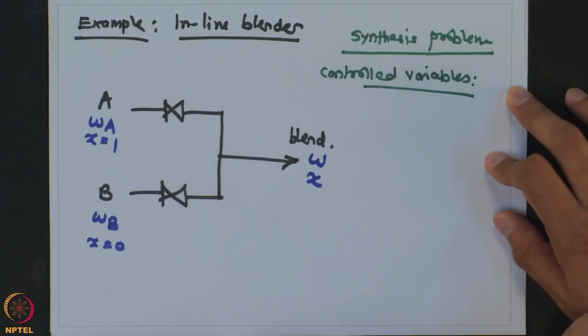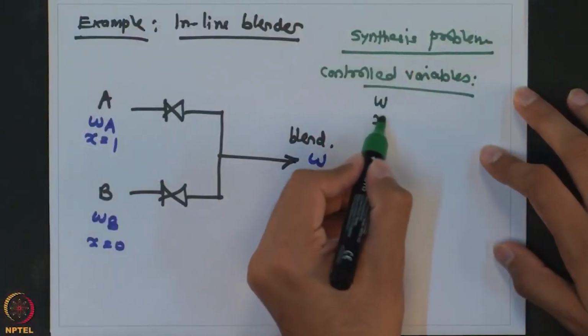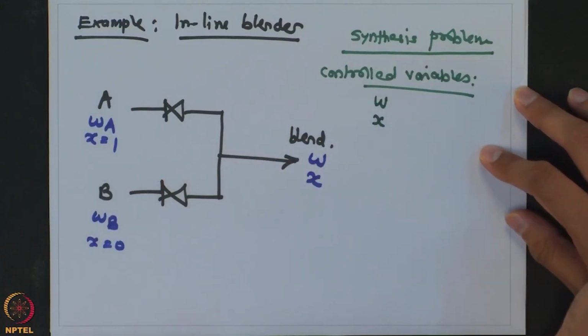So in order to answer that question, we have to ask what is the purpose of this particular unit. This unit is there because you want to achieve a certain blend flow and a certain purity of the blended material. So that tells me there are two controlled variables, one is the total flow and one is the composition.